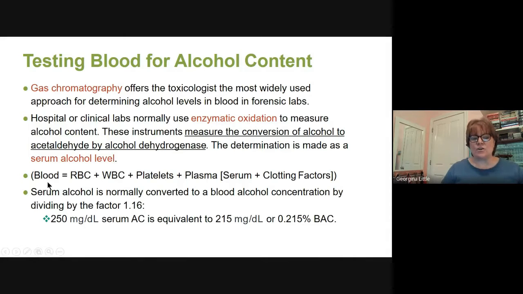Now, I don't need you to know necessarily this, but the idea is that blood has red blood cells and white blood cells and platelets, and then plasma, which includes clotting factors and serum. So they separate out just the serum, and they're testing just the serum. And so there has to be a conversion factor, since the value will be different than it is in the blood. That factor is like 1.16, but it can vary under different circumstances.